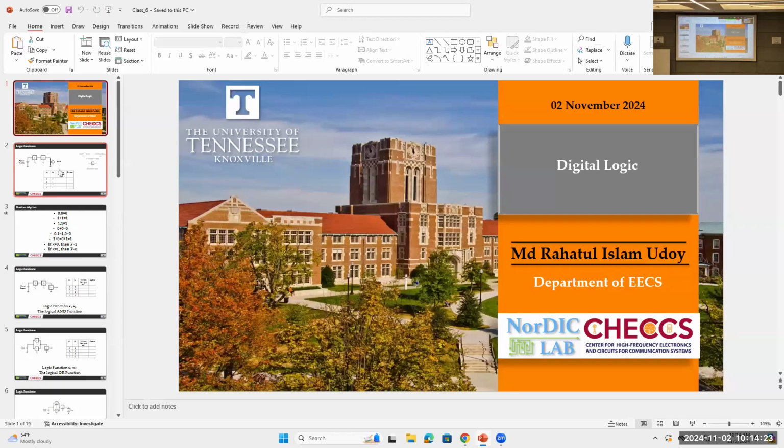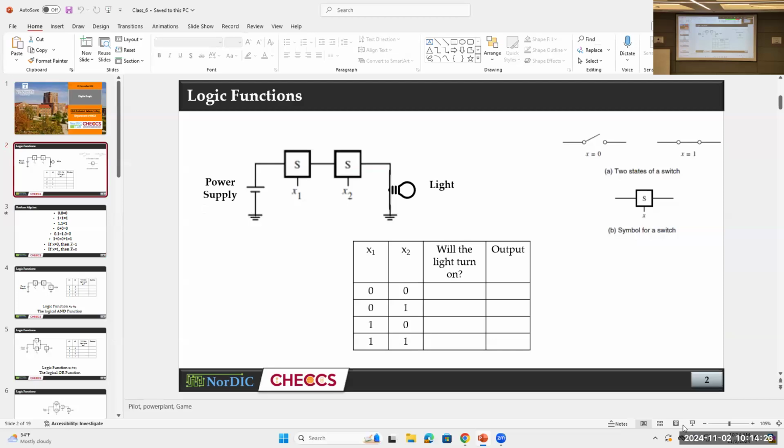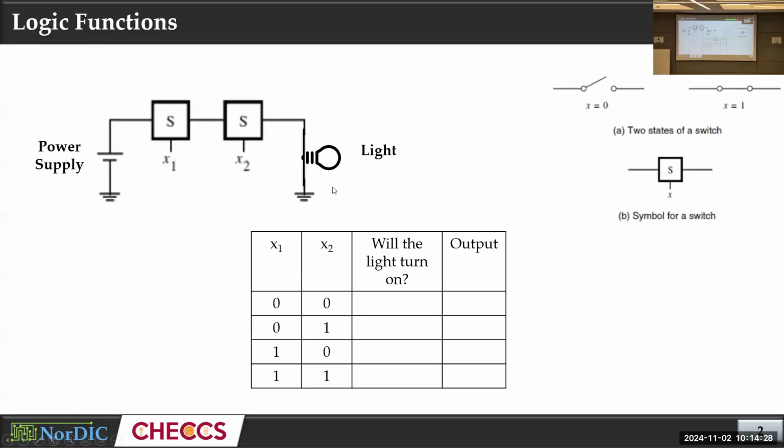Let's examine this example. Suppose this is a power supply, and I have just shown you this figure. When this switch is not connected, the bulb, the other circuit, is not connected. Then it is called x equal to 0. And when this is connected, then it is x equal to 1. So let's examine this circuit.